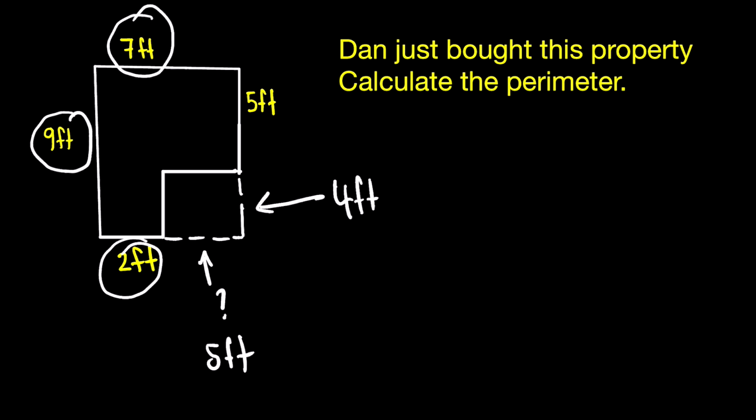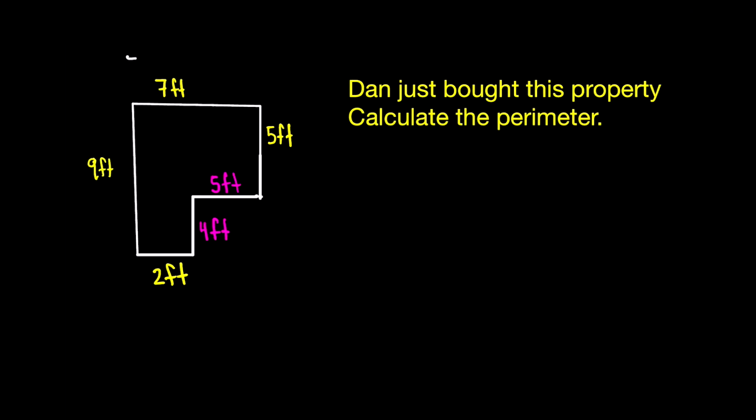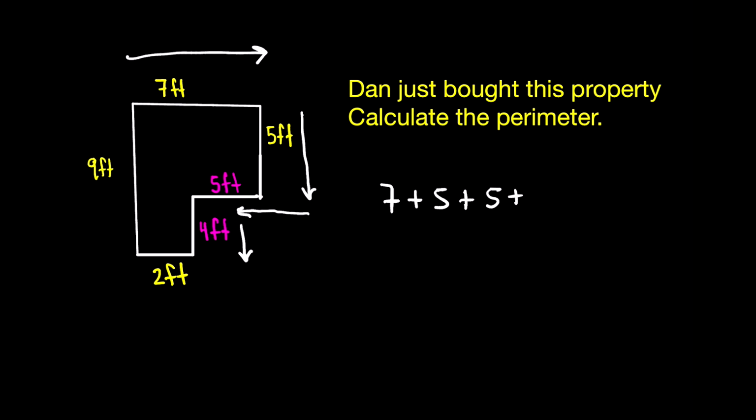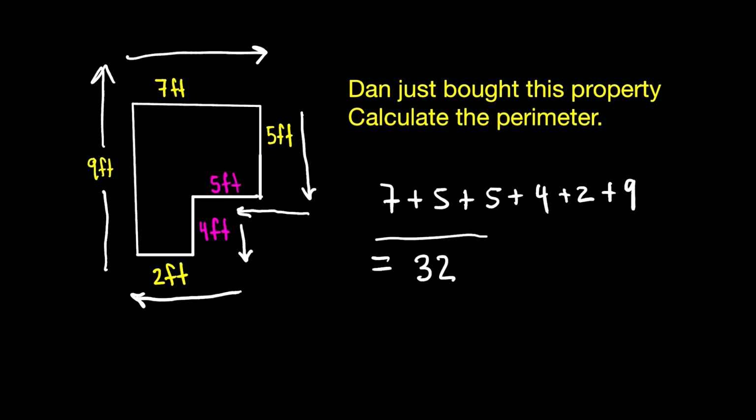Now we have all the sides of our property, so we can go ahead and calculate the perimeter. As I told you before, the perimeter is simply adding the sides: the 7, then this side, 5, plus this other side, 5 again, plus this side, 4, and then 2, and then finally 9. If you add all of these sides together, it gives you the perimeter of the property, which comes out to 32. And that is all there is to this question.